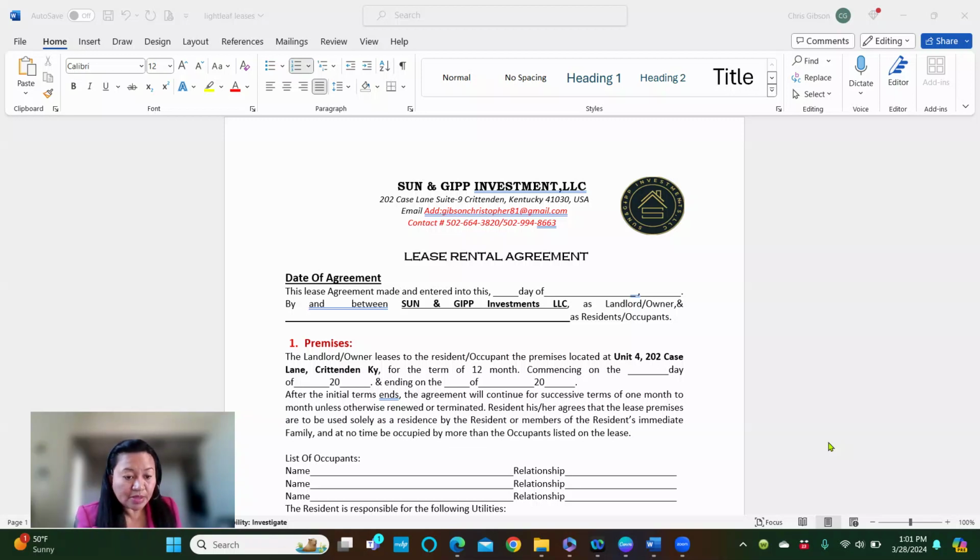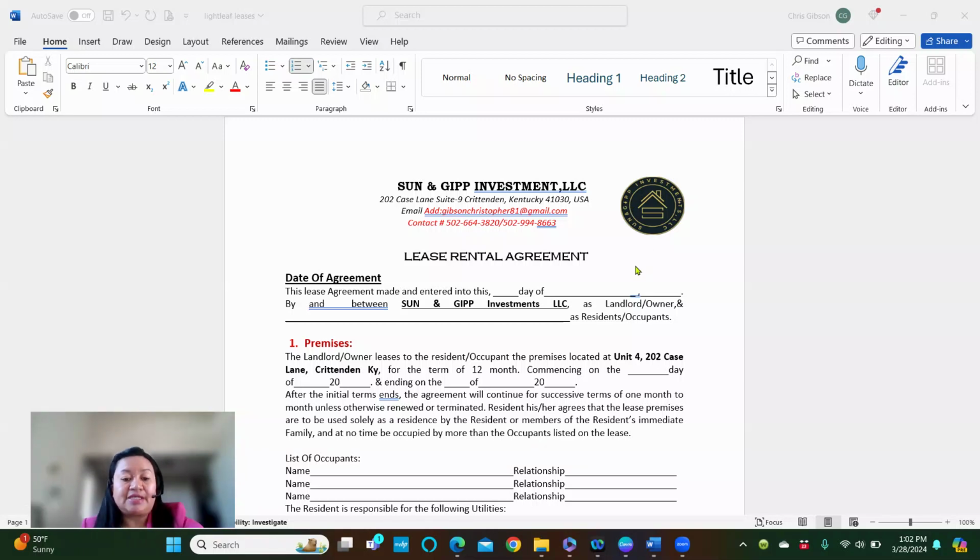So here's the lease that I use in my rental property. If you can see in here, I put my LLC name and the property address, and also the email address, the contact number, and the logo. This is my company logo. That means that I am entitled to these documents.